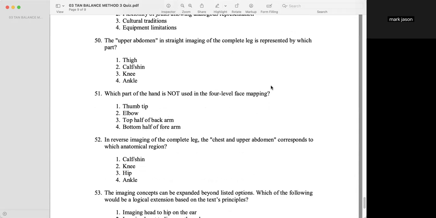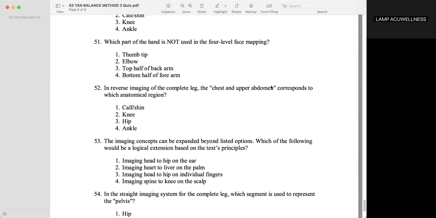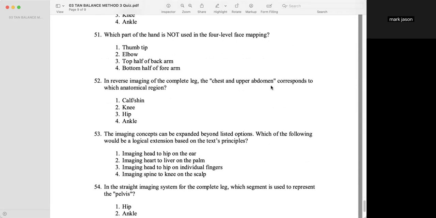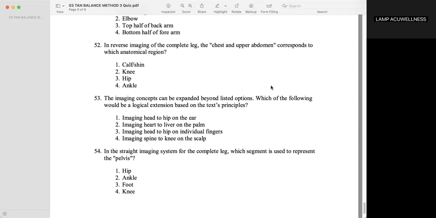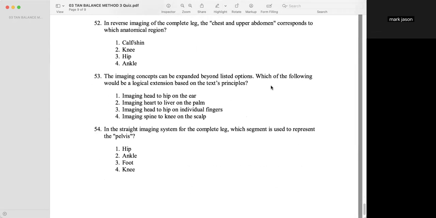Number 1, thigh. Which part of the hand is not used in the 4-level face mapping? Number 1, hand tape. In reverse imaging of the complete leg, the chest and upper abdomen corresponds to which anatomical region? Number 1, the calf shin.